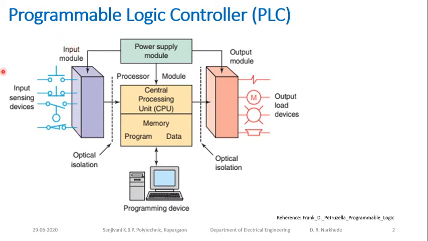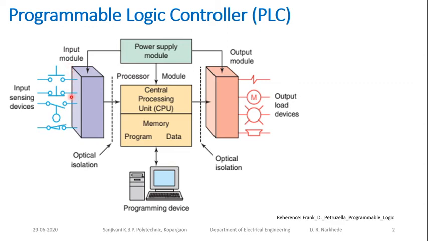Now, what is connected to the input module? The various sensing devices which are used for sensing certain applications or certain parameters are connected to the input module. The commonly used input devices are switches, that may be NO switch or start push button, stop push button, or it may be NC contact, NO contact, pressure switch, limit switch, or temperature sensor. These are connected to the input module.